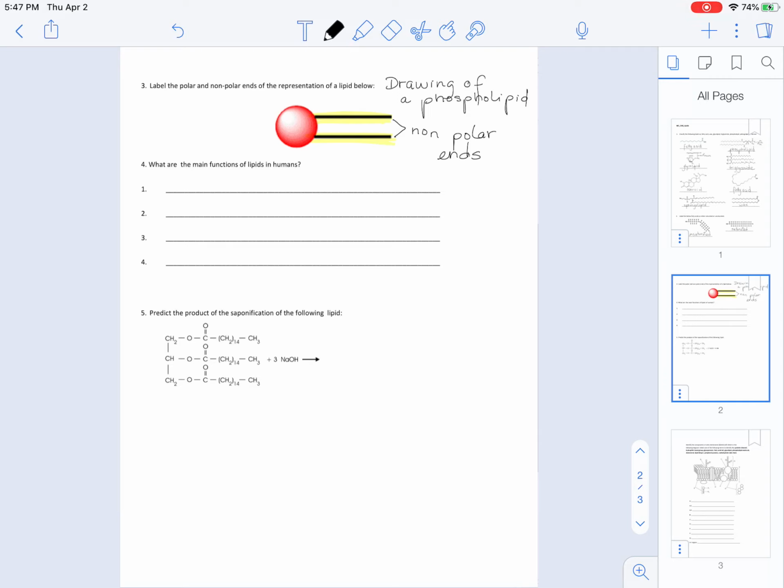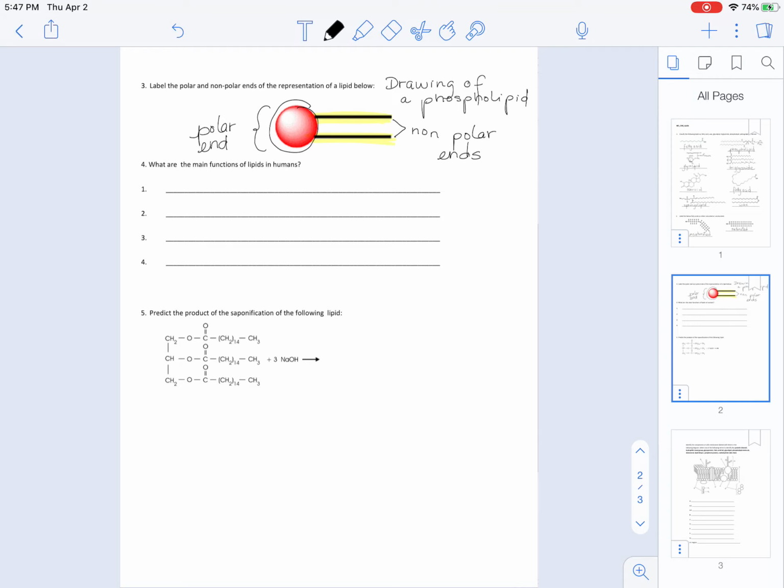They could be saturated or unsaturated, but that's the part of the molecule. The red ball is the polar end. This polar end is where we have the amino alcohol and the phosphate part of your phospholipid. On item 4, we are going to outline the main functions of lipids, specifically in humans.